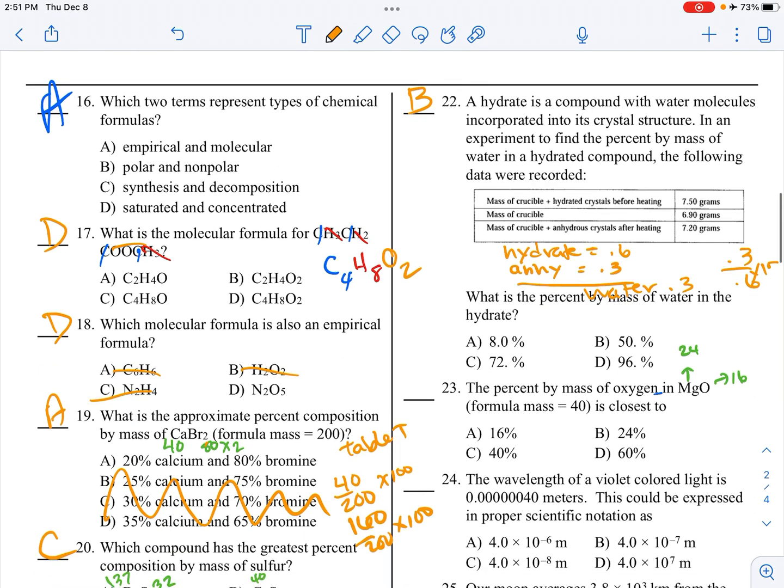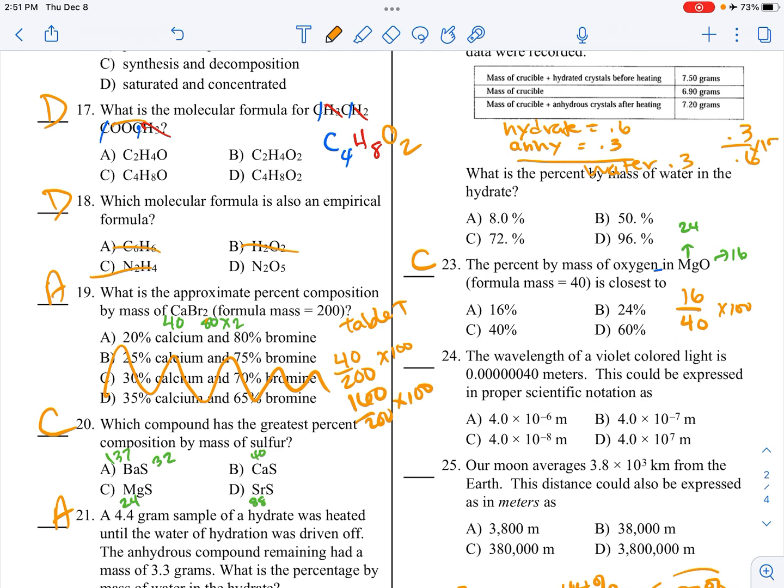All right. The percent by mass of oxygen in that is closest to... So it told us the total, which is 40. So that's our mass of whole. 16 is our oxygen, times 100. 16 divided by 40 times 100, 40%.